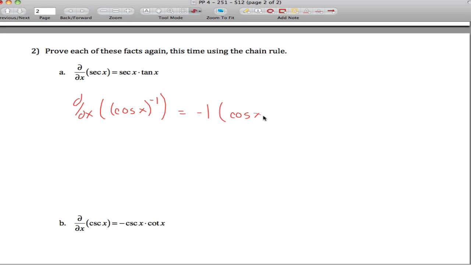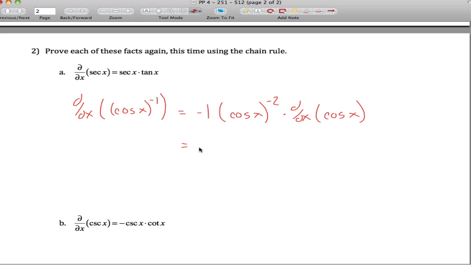Leave cosine of x alone. Subtract, we're going to use the power rule here. So negative 1 minus 1 is negative 2. But then I'm not done. I have to multiply that by the derivative of the inside function, this cosine of x.